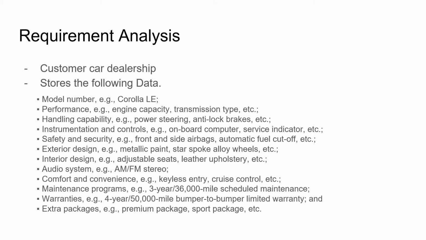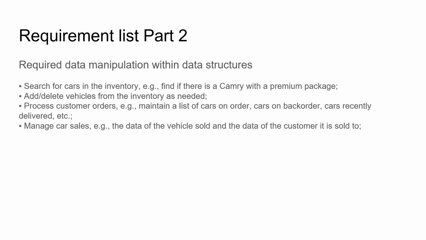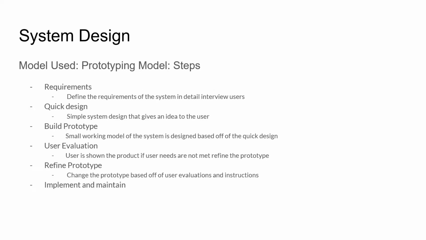For our requirement analysis, we knew our program would have to define what a car is in terms of the parameters that it entails, and it would have to do all those functionalities. For the requirements list part 2, we knew we had to identify what we needed the program to accomplish in terms of the management of the cars and what users can do with them, such as searching for a car in inventory, adding or removing a car from an inventory, processing orders and managing the sales list, and things like that.